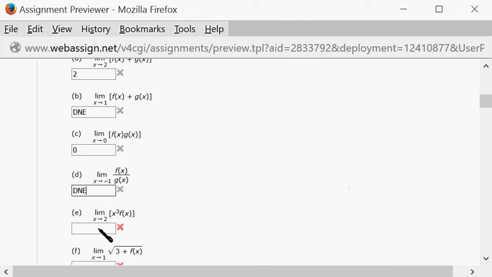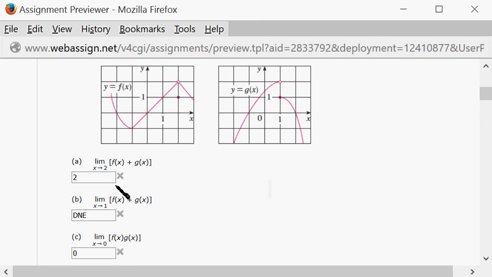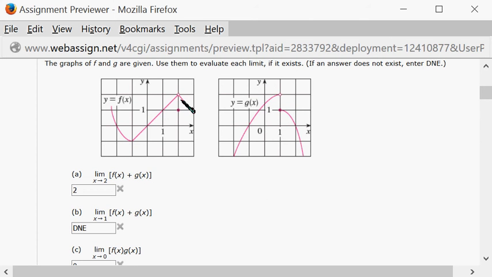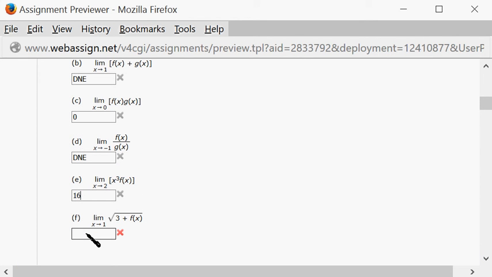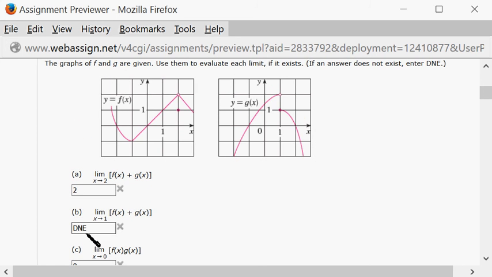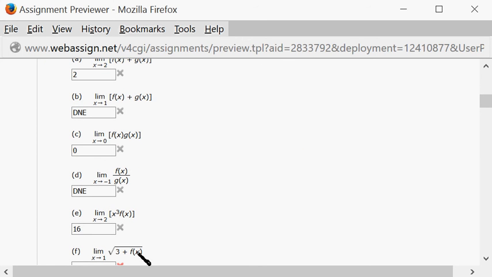And part E, as x approaches 2, 2 cubed would be 8, times f of x approaching 2, so we have 8 times 2, that's 16. Last one, as x approaches 1, f is approaching 1, so we plug in 1 here. 3 plus 1 is 4, square root, so that's going to be 2.